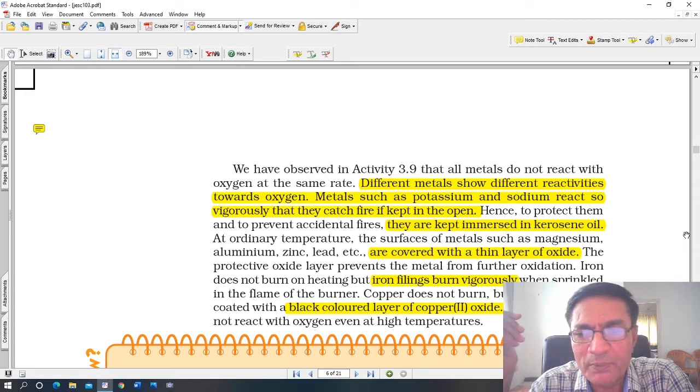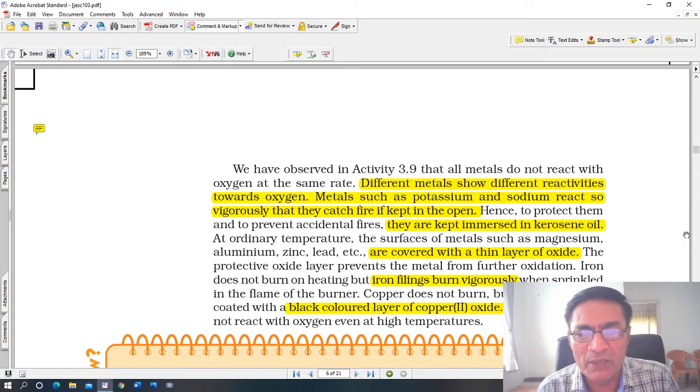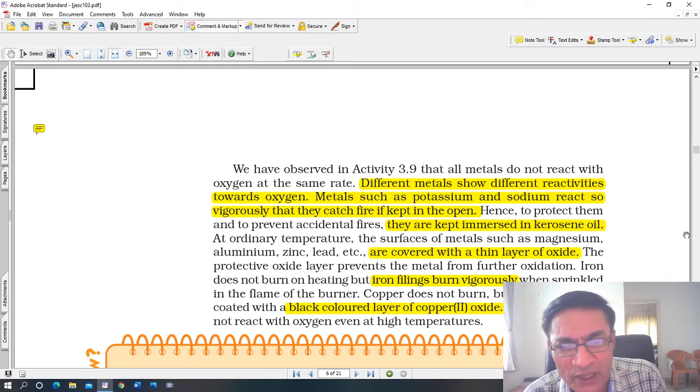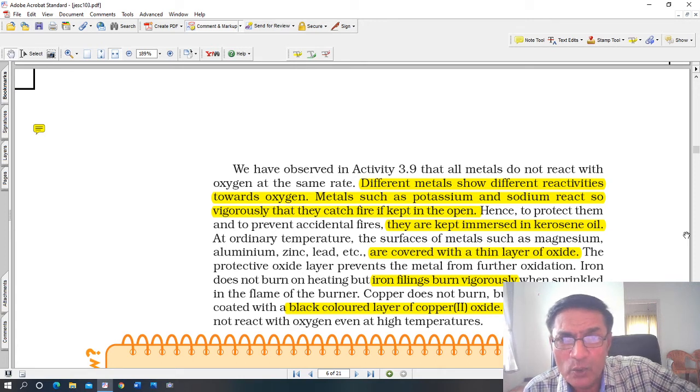At ordinary temperature, the surface of the metals such as magnesium, aluminium, zinc, lead, etc. are covered with a thin layer of the corresponding oxide, magnesium oxide, calcium oxide, sodium oxide. The protective oxide layer prevents the metal from further oxidation. ये जो ऑक्साइड का लेयर ऊपर होता है ना, उसकी वजह से डल हो जाता है मेटल, शाइनी नहीं होता है, लेकिन ये प्रोटेक्शन भी है. The oxide of the metal protects it.